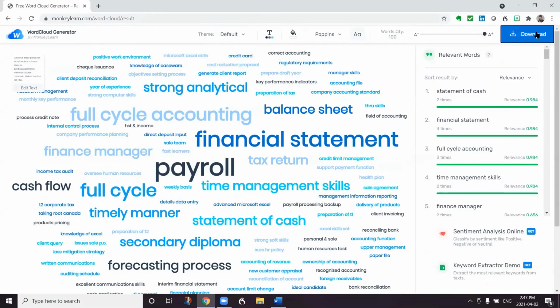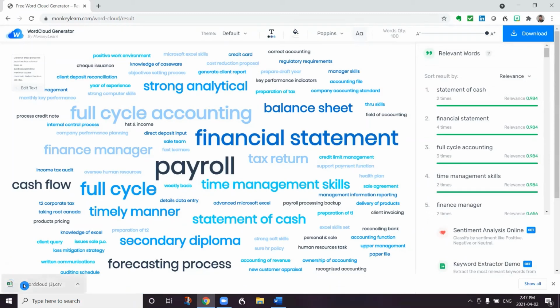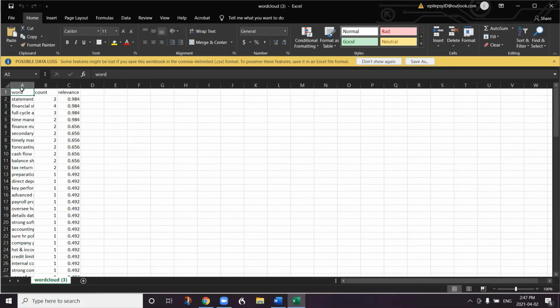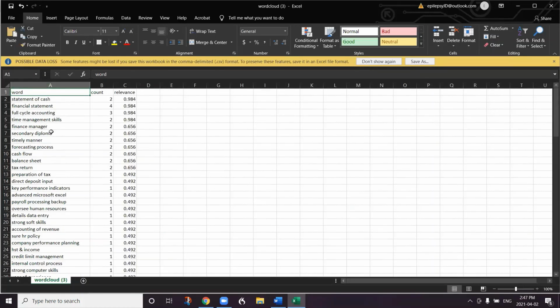Now, here's a neat little trick. You go over to download datasheet CSV, and this will give you an Excel document. So you want to click on that one, and it comes up and it gives you the word here, and then it gives you the word count.